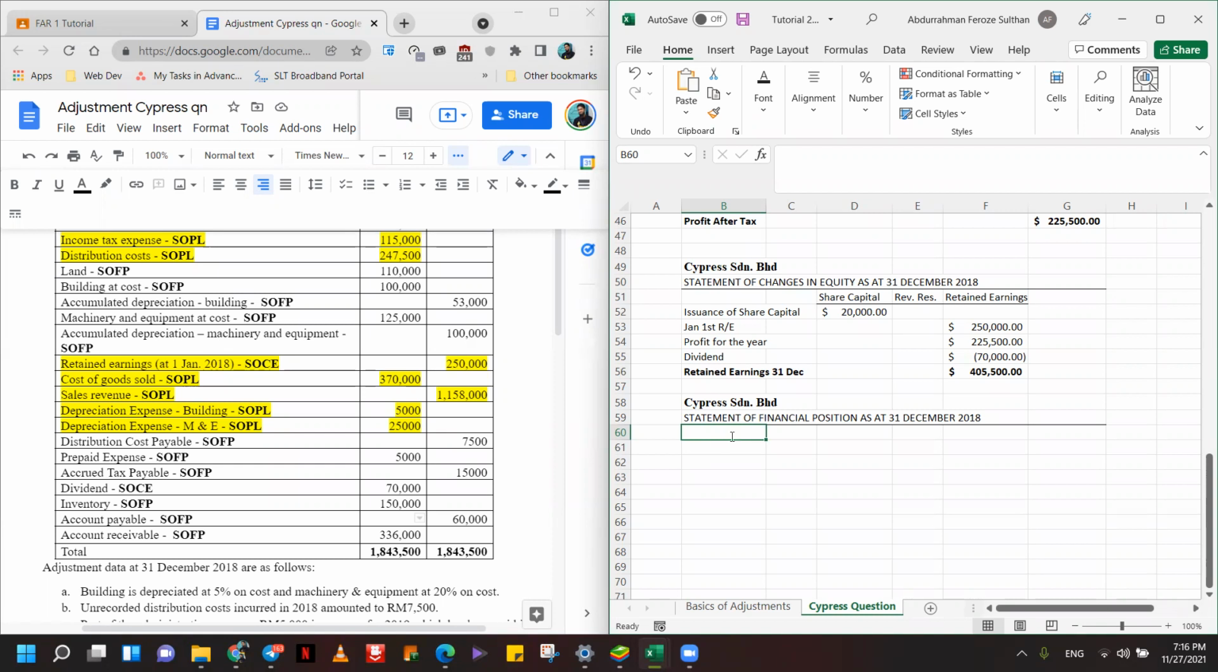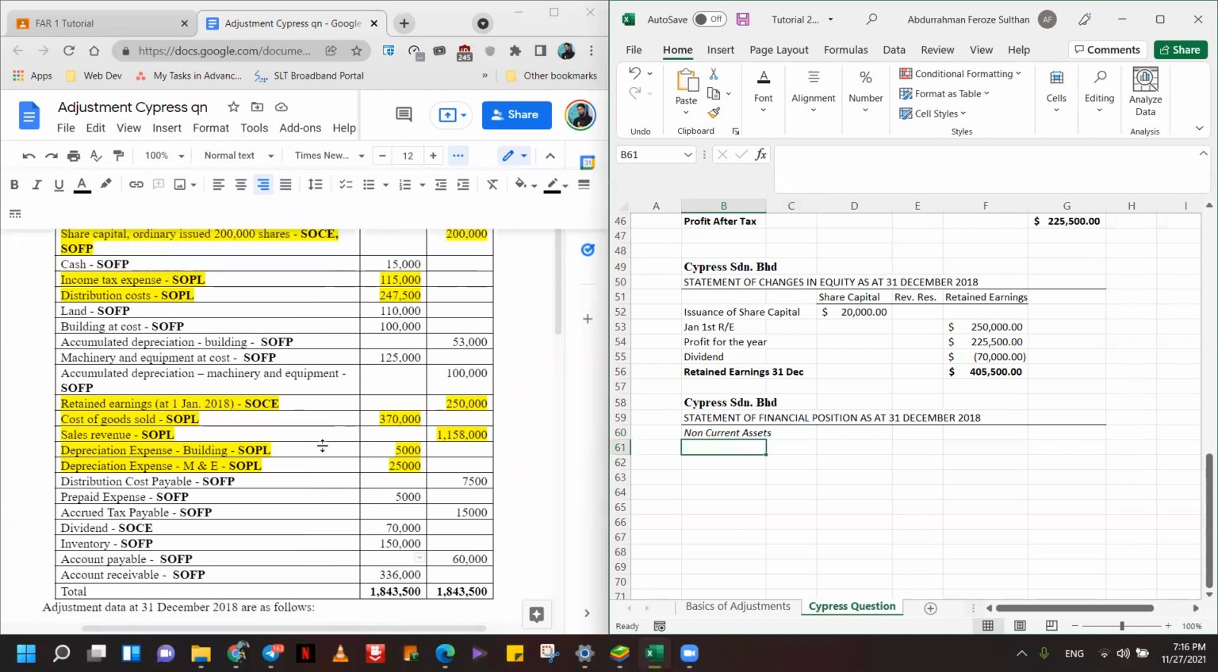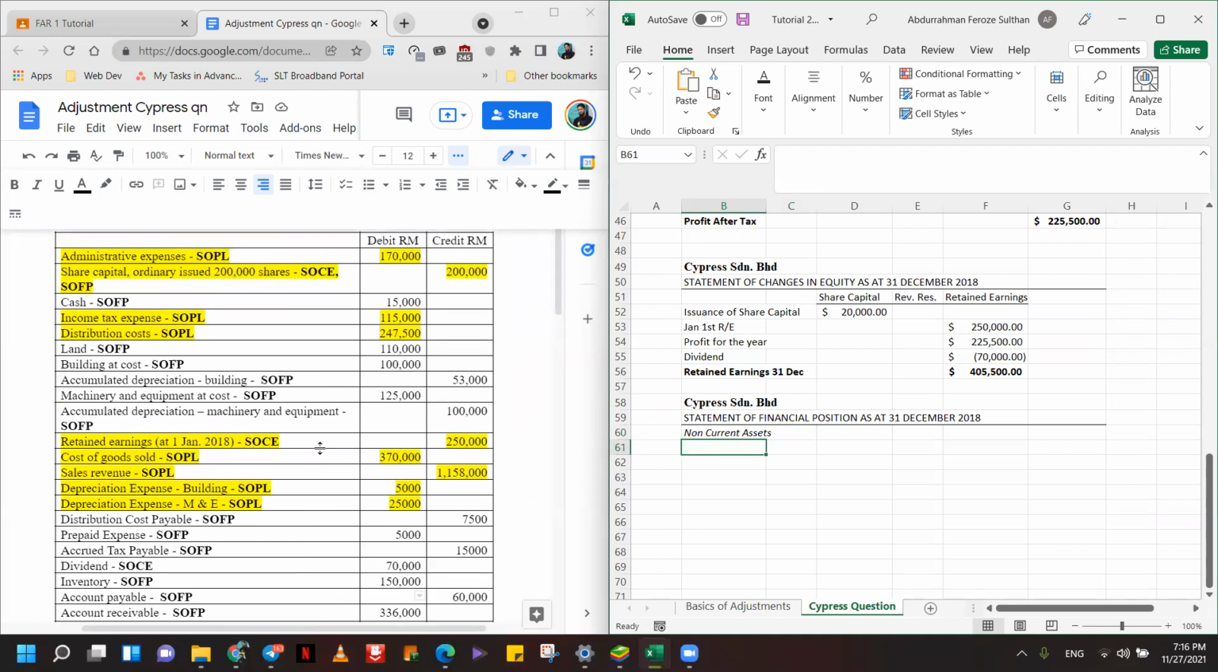All right. So here we have non-current assets. We start off with that. Under non-current assets, what will come under non-current assets here? What will come under machinery and equipment? No, first, let's go in order. So we have cash. This is not a non-current asset. This is a current asset. And then you have land. Land is a non-current asset.